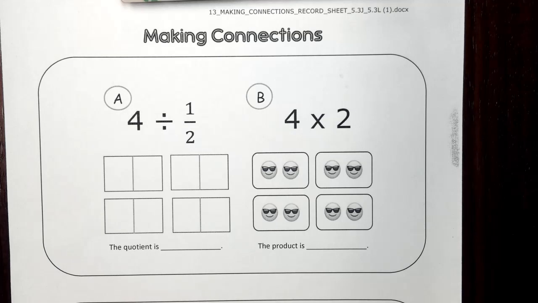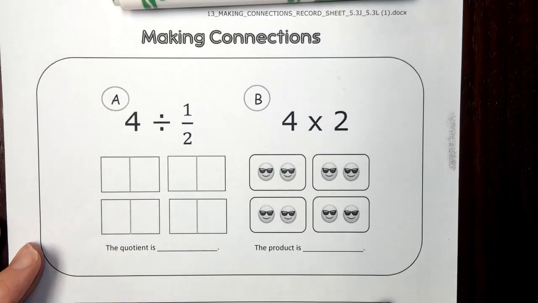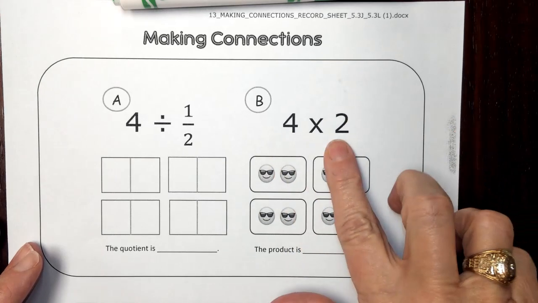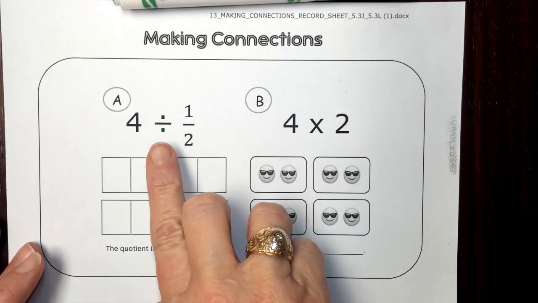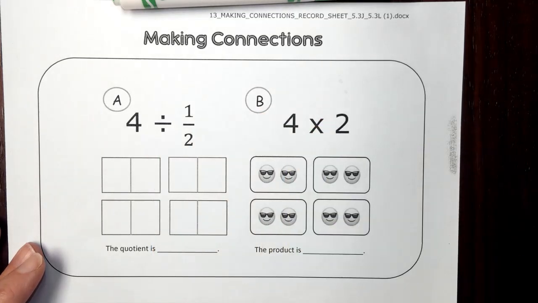Who can tell me what you're noticing with A? Lily. So there's a 4 and a fraction, and then for B, it's 4 times 2, but for A it's 4 divided by 1/2. So you're noticing the difference in the actions. Good. Jace, what are you noticing?